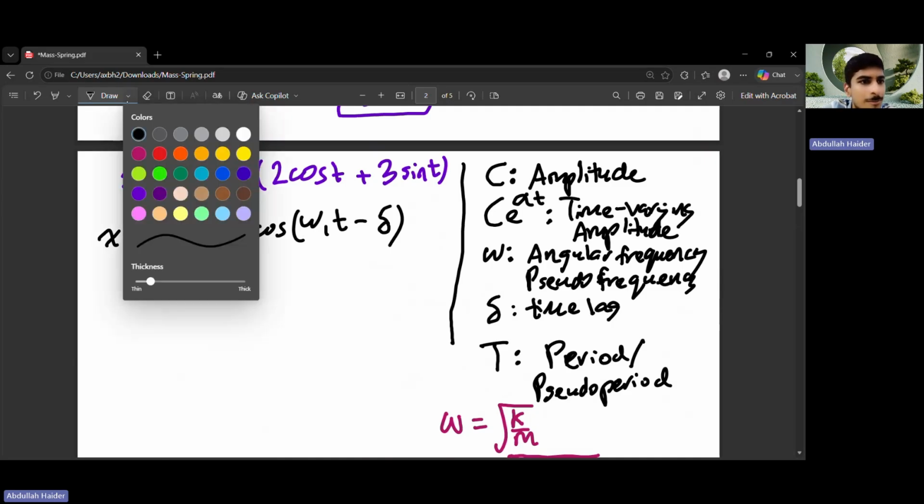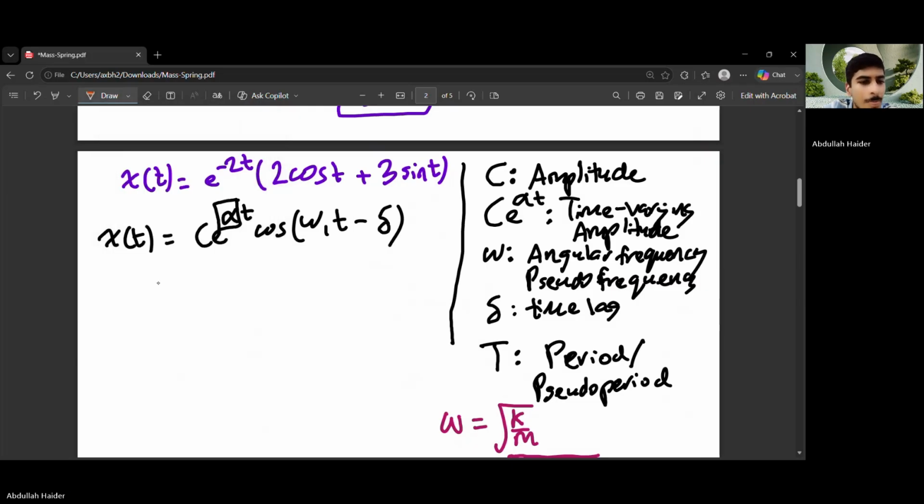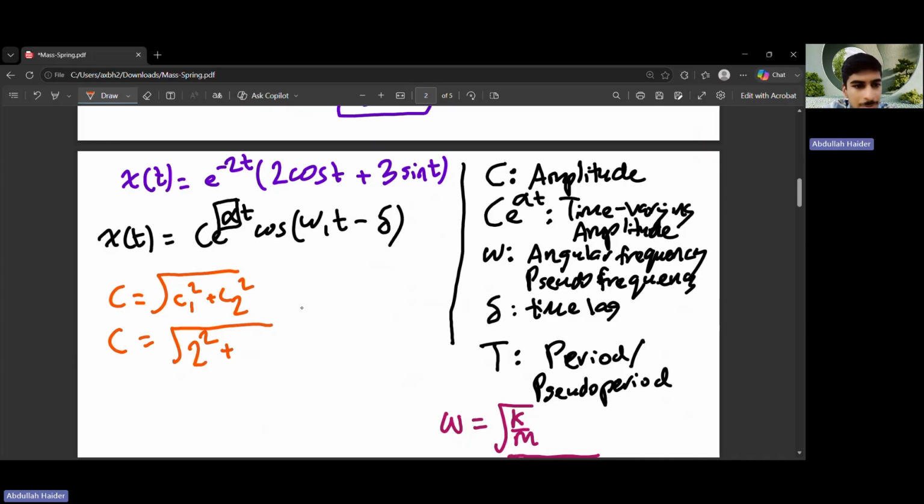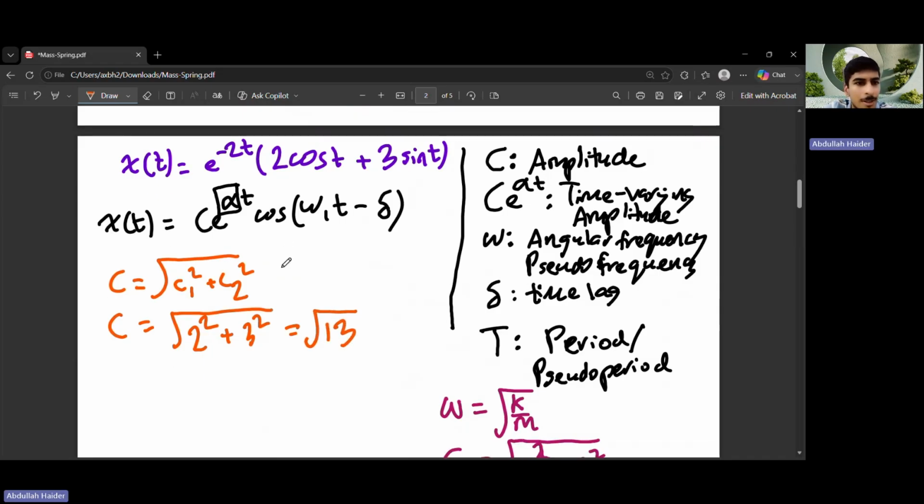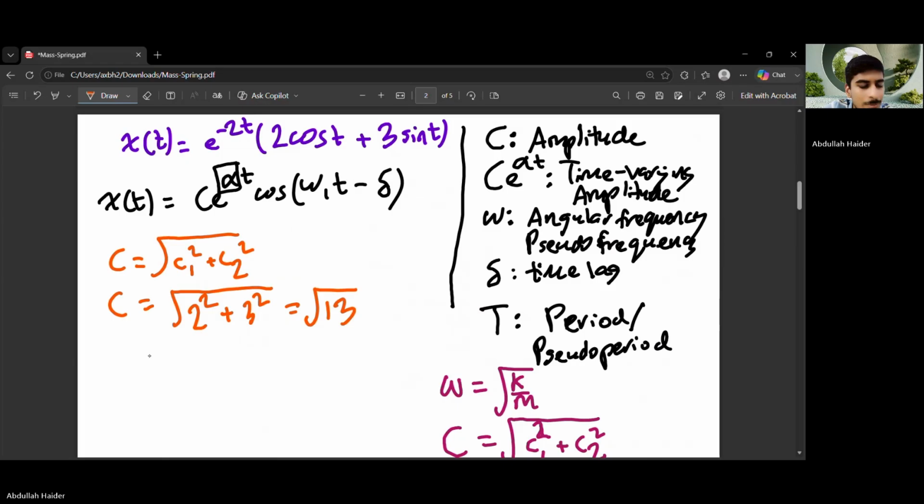So how to find the C? C is equal to, we use the formula, square root of C1 squared plus C2 squared. Our C1 is 2, plus C2 squared, 3 squared. This will give you radical 13. This is your amplitude.